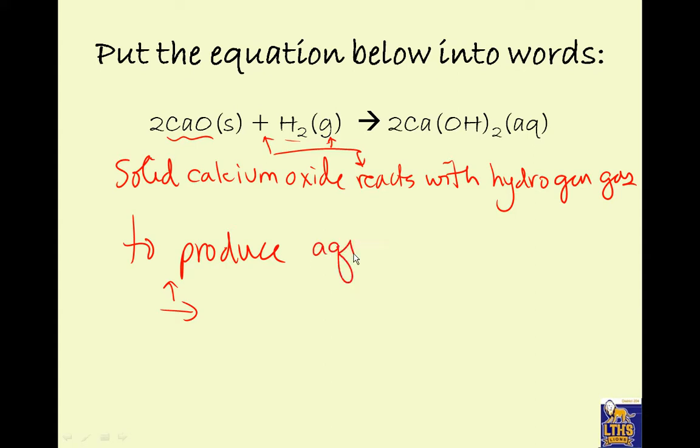Aqueous calcium hydroxide. So we have to use all of that naming stuff we've been practicing. We have to use it now, and we might have to use it 2, 3, 4 times in a chemical reaction. All right, so solid calcium oxide reacts with hydrogen gas. This is the plus sign. To produce is the arrow. Aqueous calcium hydroxide. You could also say a solution of calcium hydroxide.